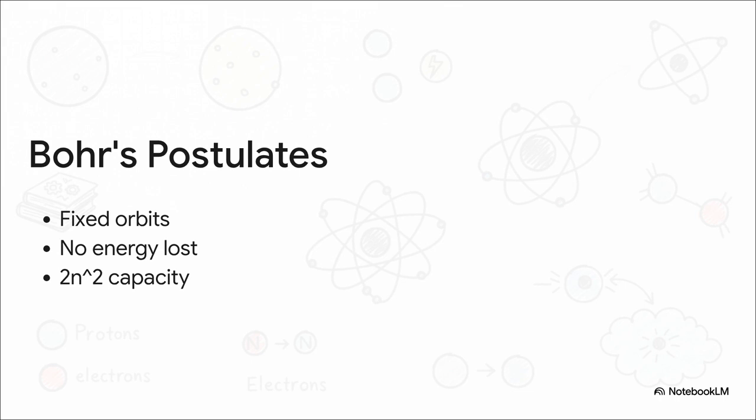The first shell, K, where n is 1, holds 2 times 1 squared, which is exactly 2 electrons. The second shell, L, where n is 2, holds 2 times 2 squared, so 8 electrons. The third, M, holds 18, and the N shell holds 32. Boom! Perfect mathematical order brought back to the atom.